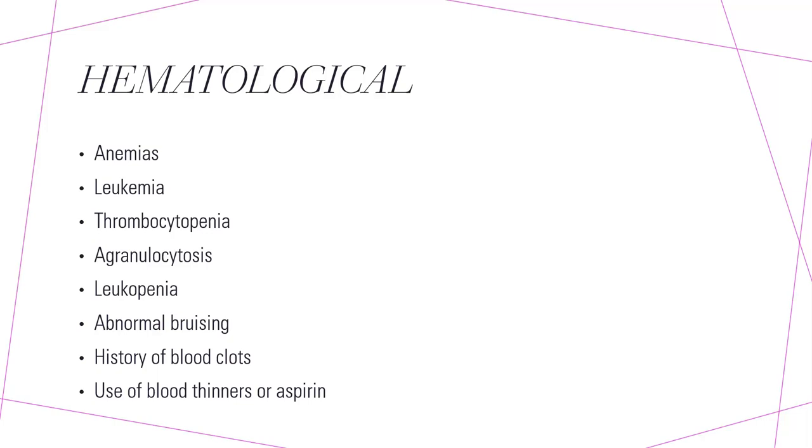Are they having any anemias? Any thrombocytopenia? Any agranulocytosis? Now, you're not going to ask them, do you have agranulocytosis? Because they're probably not going to know. So you're going to be assessing their labs. But you can ask them if they're having any abnormal bruising, any clotting, or if they're using any kind of blood thinners or aspirin.